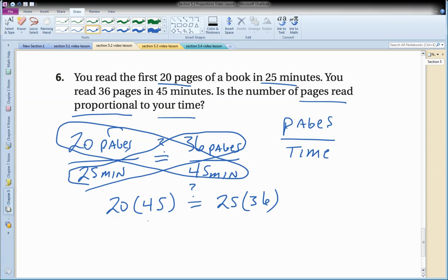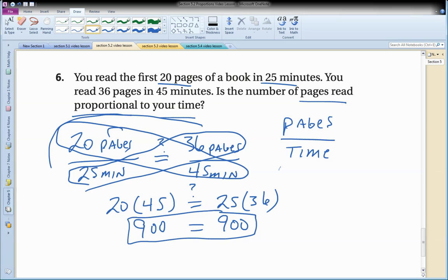So in my calculator, I worked this out. And what do I get? 45 times 20 is 900. Does that equal 25 times 36? You put that in your calculator and you end up with 900. And yes, these two are equal, which means that this is a proportional relationship. Reading 20 pages in 25 minutes is equivalent to reading 36 pages in 45 minutes.